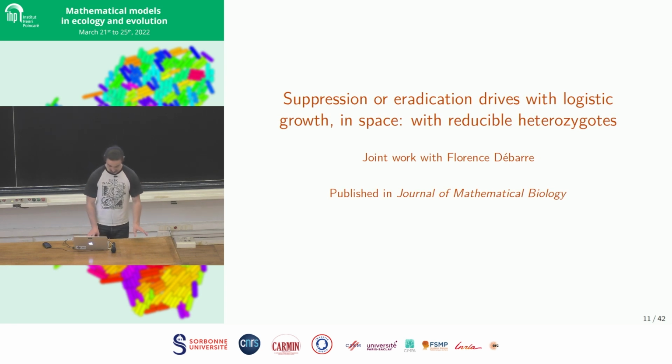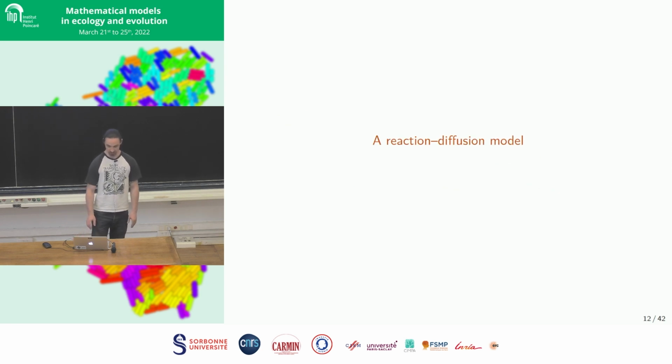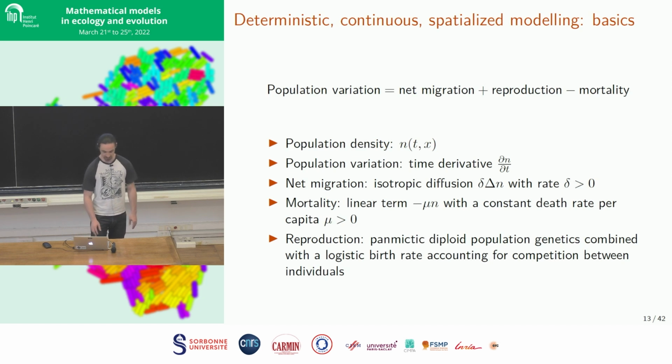Suppression or eradication drives with logistic growth in space with reducible heterozygotes. I'm going to use a reaction diffusion model. And by that I mean that the variation of the population is going to be equal to the net migration plus reproduction minus mortality. The population density is a function n of t and x. X is typically 1D or 2D or 3D. The population variation is the time derivative of the population density. The net migration is going to be an isotropic diffusion, and I will comment on that in the end if I have time, in view of Philippe's talk yesterday.